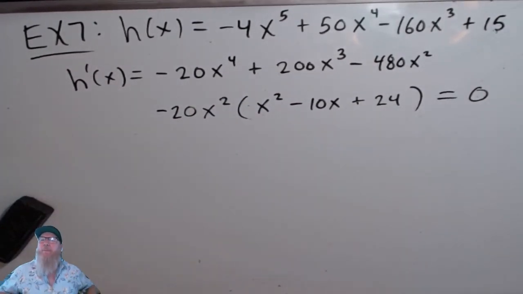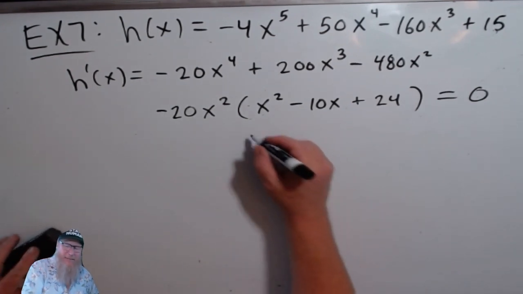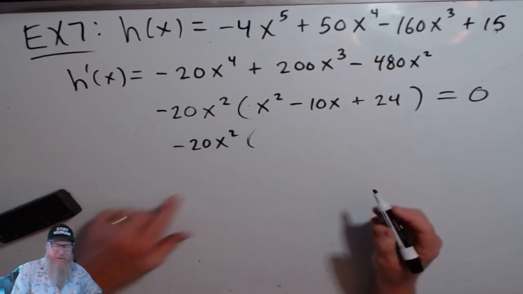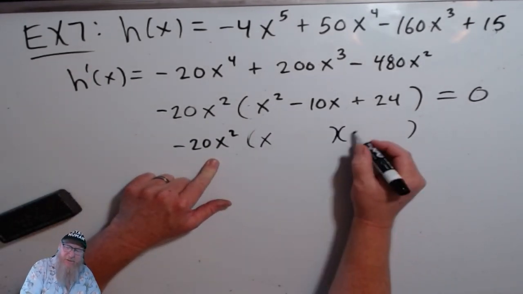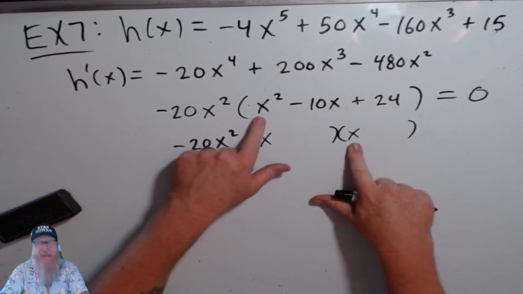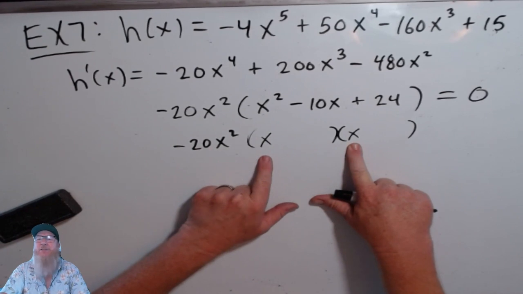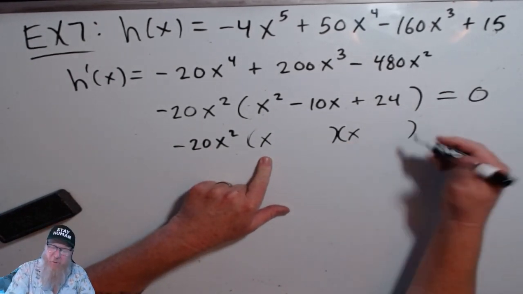All right. So again, prefabricated. This one's a little bit easier than the last one. Ignore the negative 20x squared and then factor the remaining factors. It's super easy when the leading term is just x squared. It's just x, x. And then two numbers that multiply to be 24.